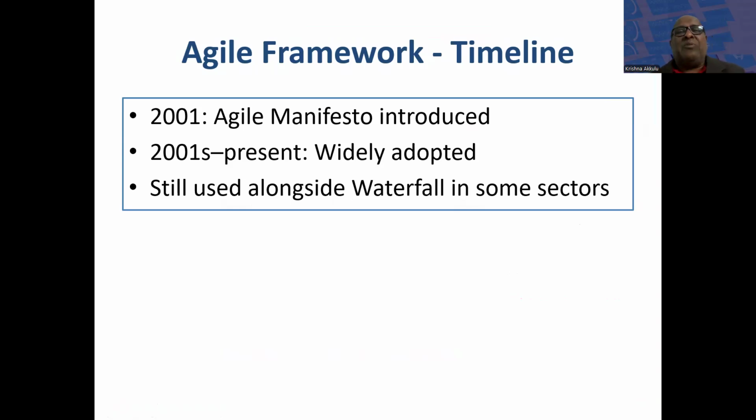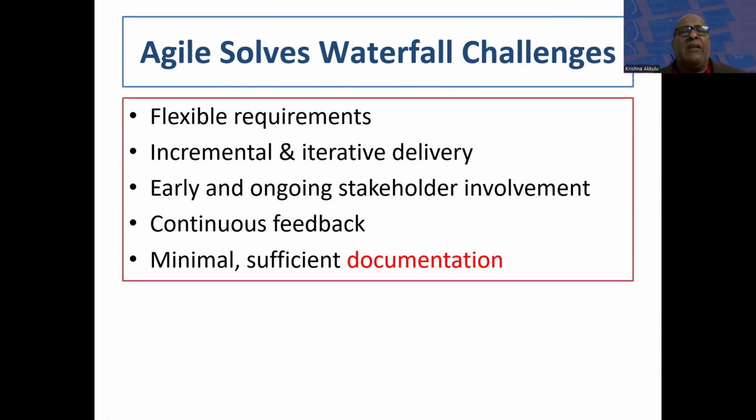So now let us come to the Agile framework. As I said, the Agile framework came in 2001, when people got frustrated with waterfall, and from 2000 till today it has been widely adopted by industries. Still, waterfall is used along with Agile. That's what we've been saying. The main reason again, and we keep talking about some of these requirements because I want you to register this, is why Agile is adopted over waterfall.